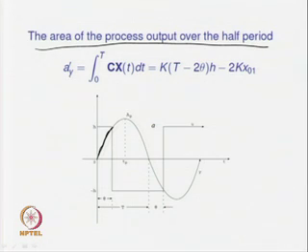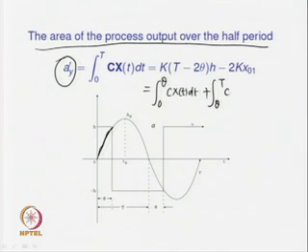So, the area of the output signal over a half period of time, denoted by A y dash, is given by A y dash is equal to integration from 0 to T of C x(t) dt, which is equal to integration from 0 to theta of C x(t) dt plus integration from theta to T of C x(t) dt, where please use the correct expression for x(t) for different time ranges.